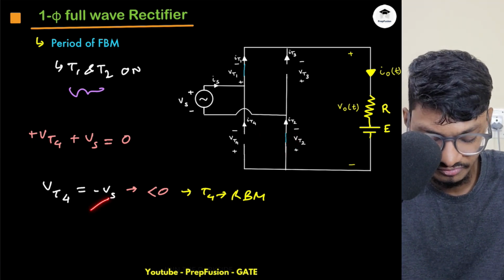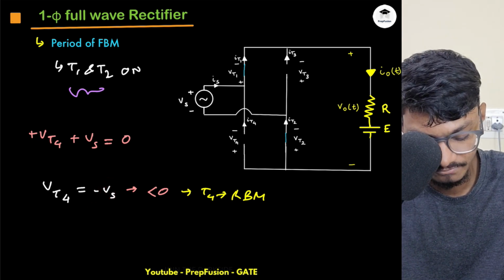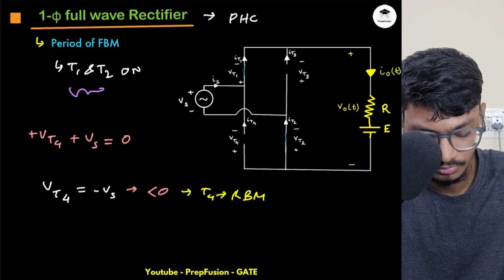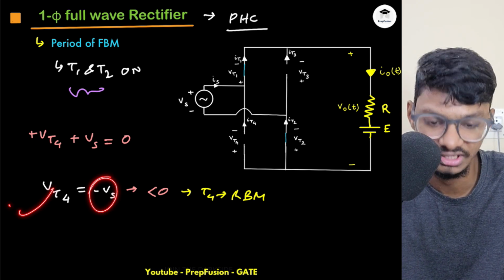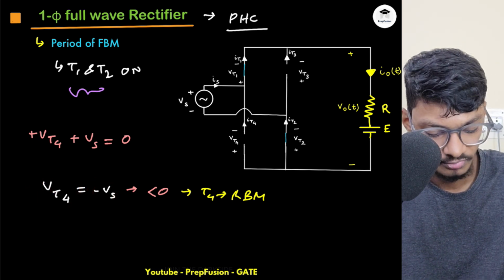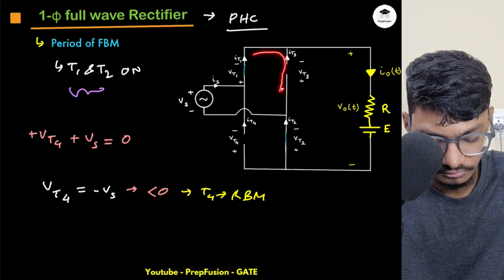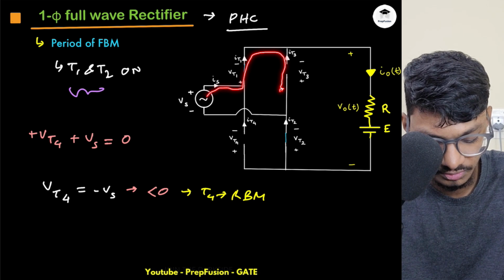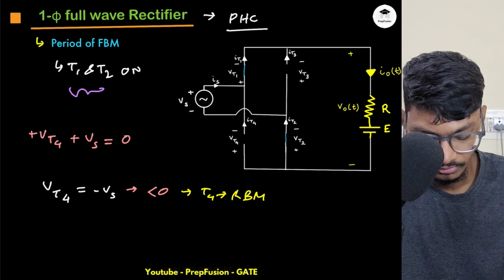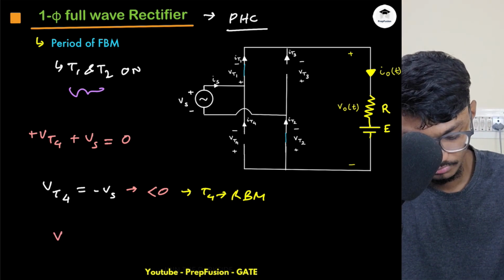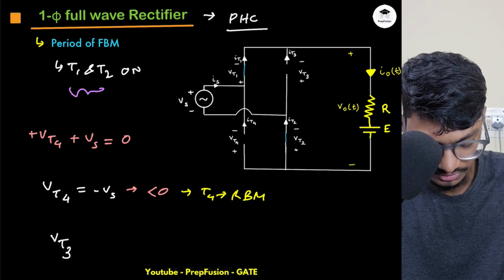So why is this negative? Because Vs is positive. I'm in the first half cycle, the positive half cycle. In the positive half cycle, Vs is positive, hence minus Vs will be negative, and if minus Vs is negative, VT4 will also be negative. What about VT3? You can apply the same KVL. You can start from here, plus VT3, then this is 0, then this is plus Vs, and then again I end over here. So VT3 is also equal to minus Vs.